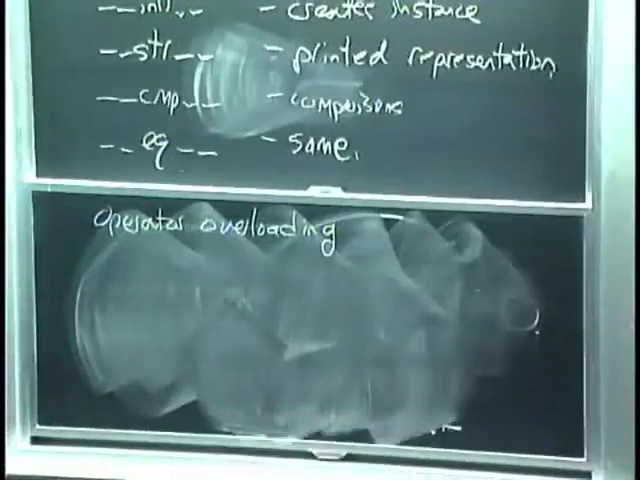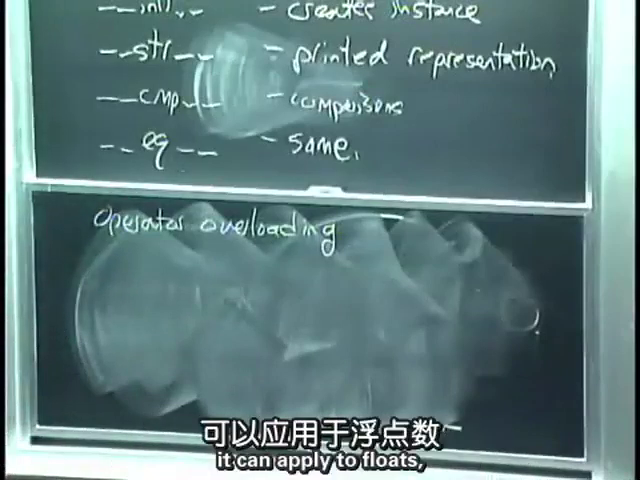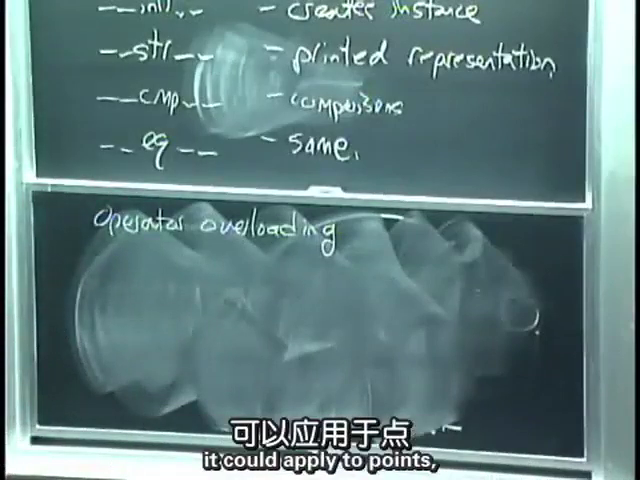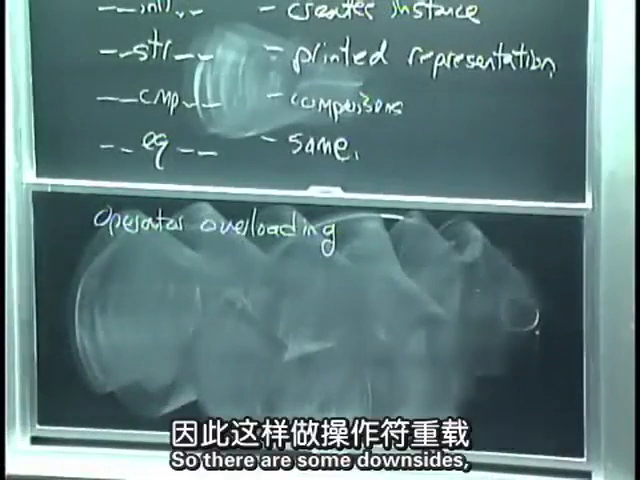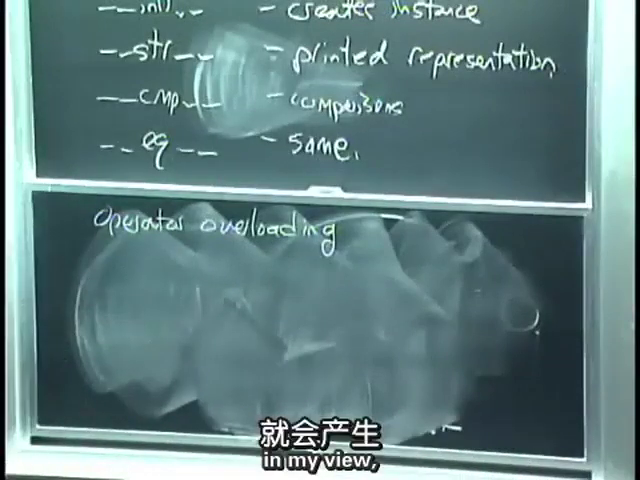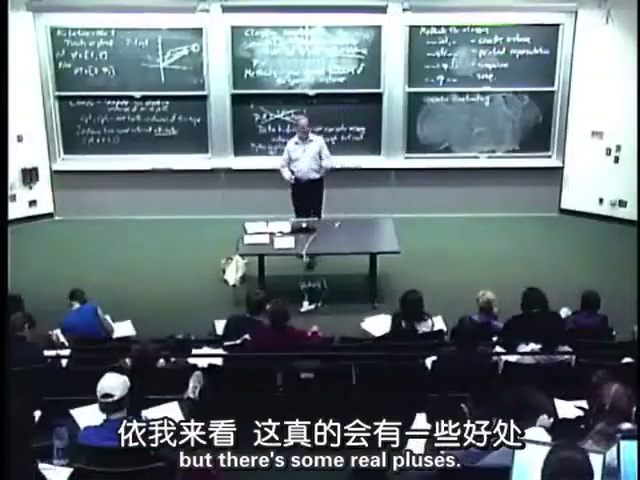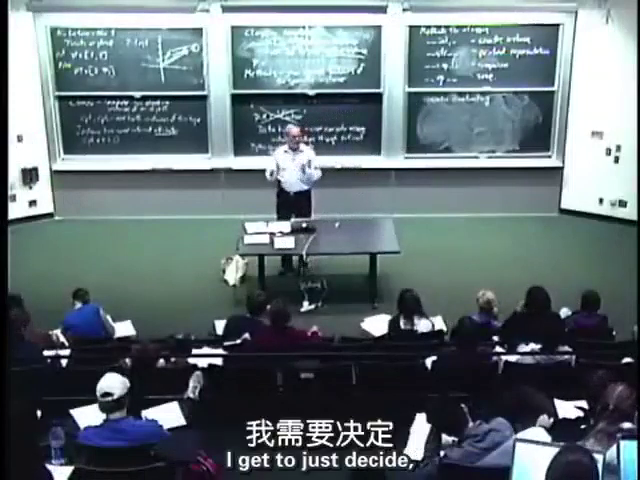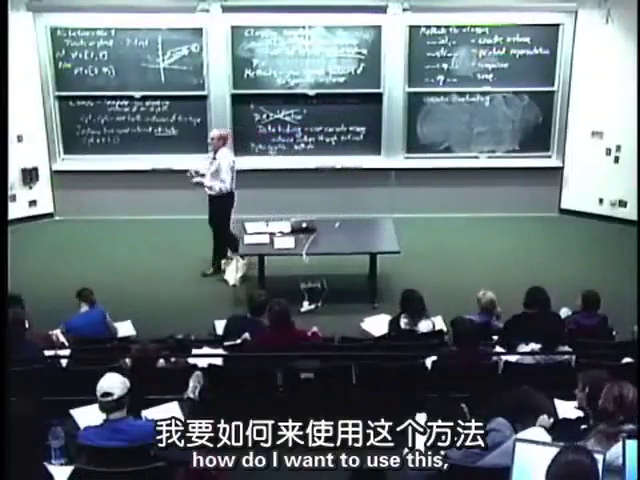And greater than now can apply to strings. It can apply to floats. It could apply to points. I could add other pieces into it. So there are some downsides, in my view, to doing operator overloading, but there are some real pluses. And the main one is I get to just decide how do I want to use this and call it. Yes, ma'am?